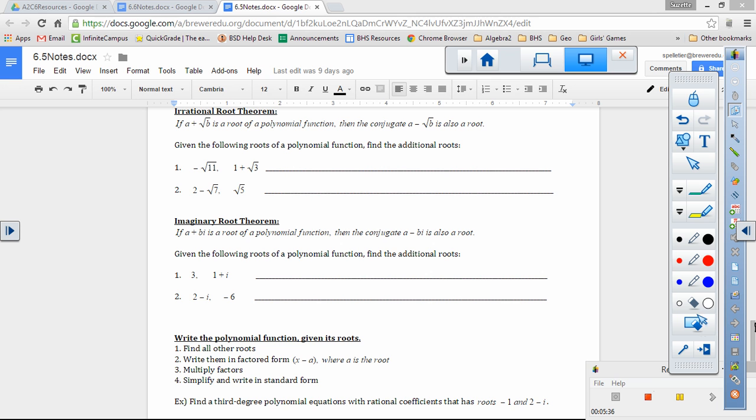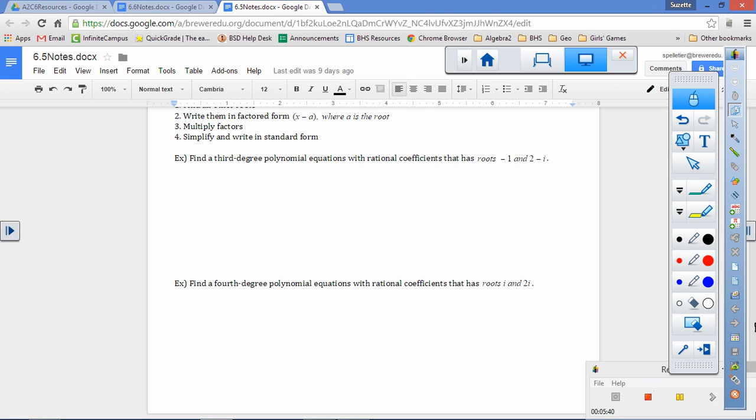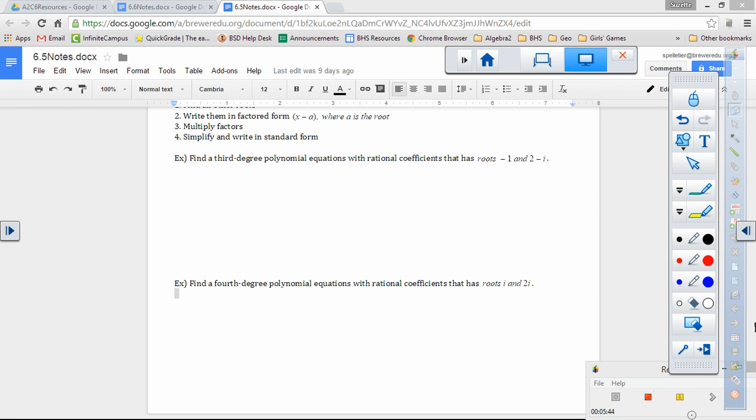So let me scroll the page up and get as much room as possible. And that's probably going to be about it. So I'm going to have to erase a couple things sometimes and write over them. So be patient with me here.